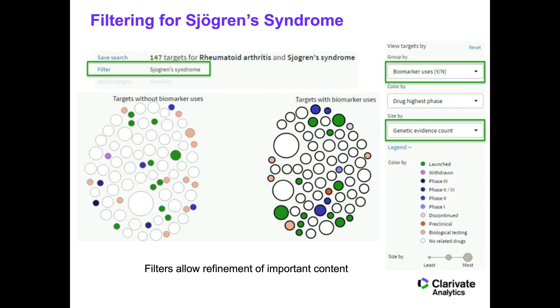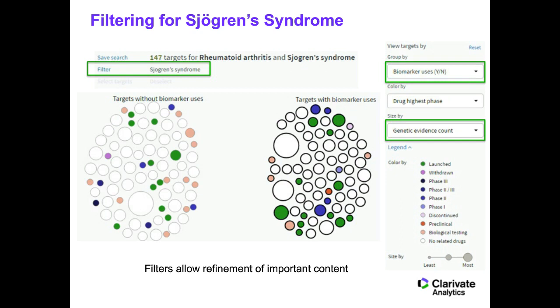I can also change this visualization to more focus on some of the disease relationships between Chigorin syndrome and these targets. Here, the targets are now grouped depending on if there is a biomarker associated with them. So on the left are those targets without biomarkers related to Chigorin syndrome, and on the right are targets that do have biomarkers related to Chigorin syndrome.